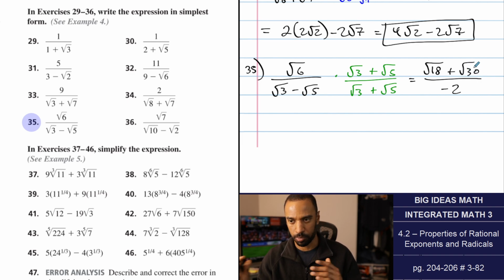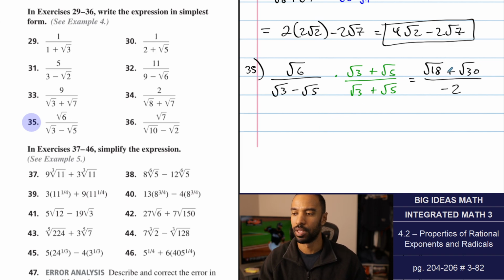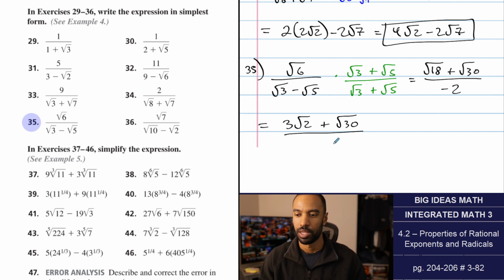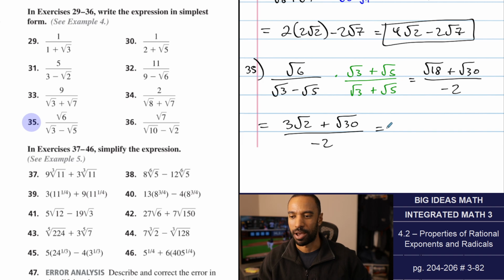We actually multiply irrationals with irrationals in that way. They merge together. It's a property we're talking about here. Now, 18 has a perfect square of 9 in it. That's root 9 times root 2, which is 3 root 2. So this becomes 3 root 2, and this becomes, well, that's just root 30. There's nothing we can do with that one. And this is still negative 2. I'm going to turn that positive.